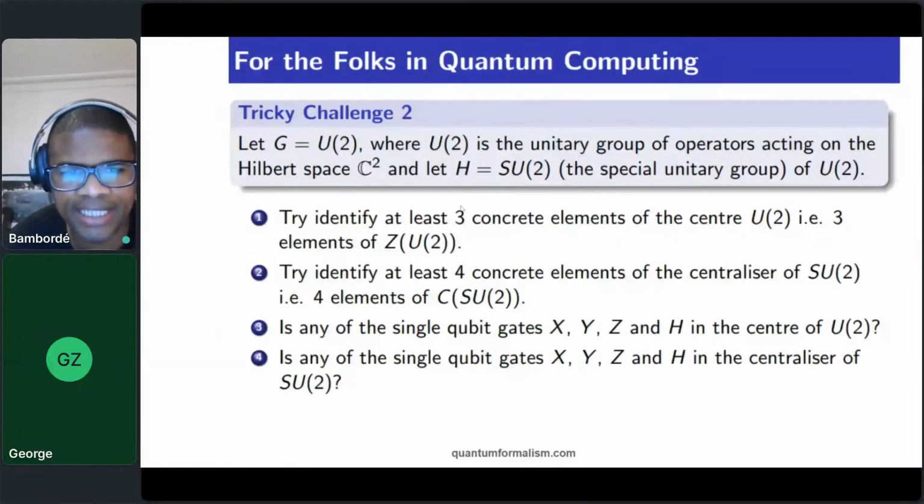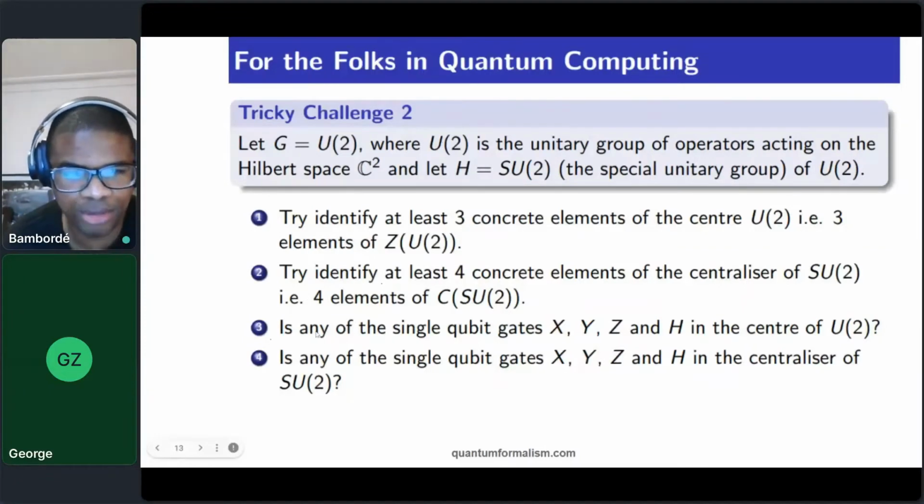Anyway, I was saying this is the second tricky challenge. This is only for the quantum computing guys. The rest can also, if you know what a unitary group and a special unitary group are, try to tackle this. So the main group is the unitary group, and the subgroup is the special unitary group. Try to identify at least 3 concrete elements of the center of U(2). And also try to identify at least 4 concrete elements of the centralizer of the special unitary group. Try to identify concrete ones.